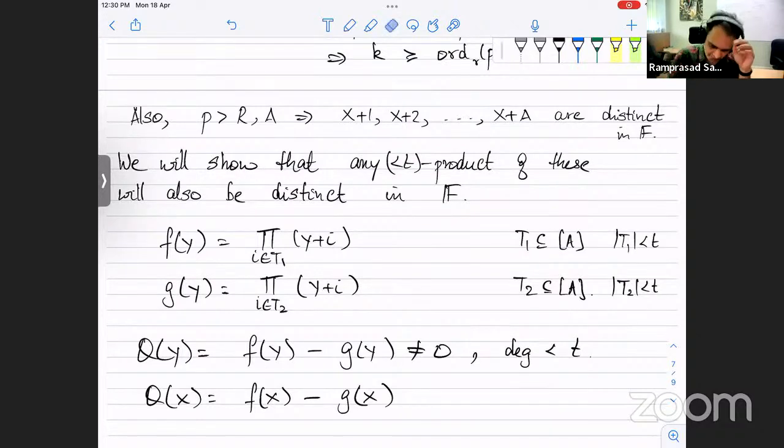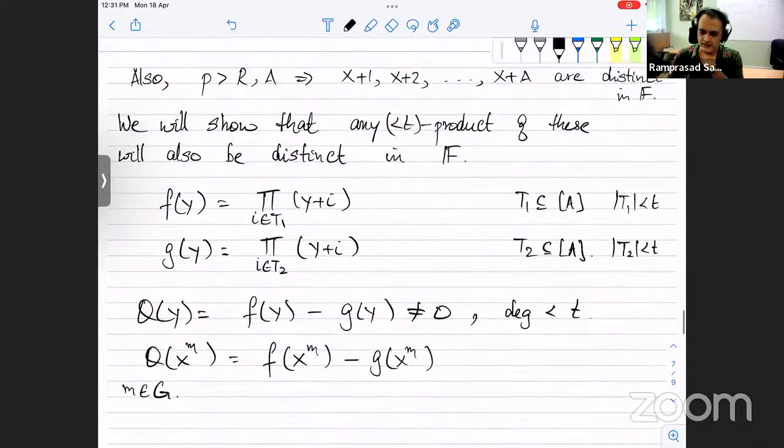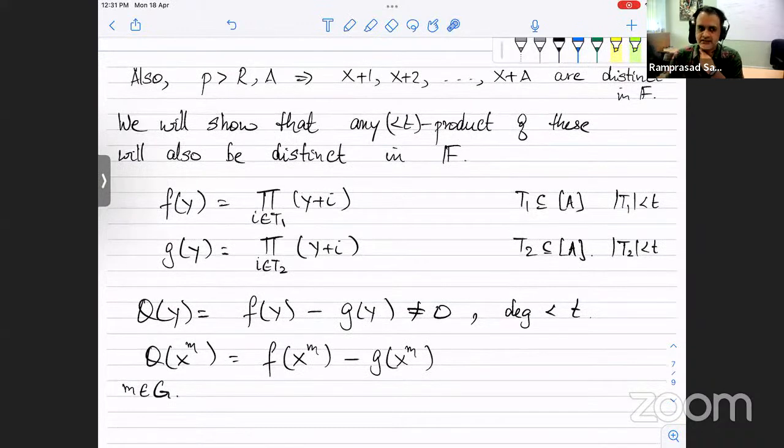So what I'm going to do is look at q(x^m), where m is taken from this group G. For any choice of m coming from this group G, what is this equal to? This is f(x^m) minus g(x^m). But I know for a fact that... okay, so what exactly am I doing here?